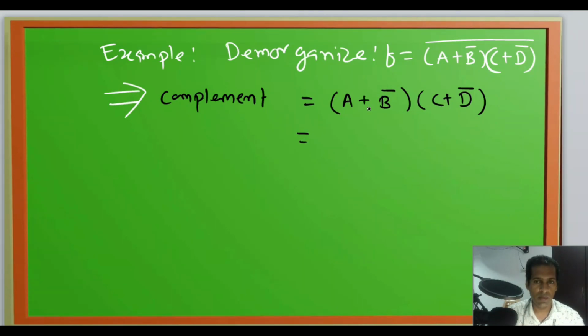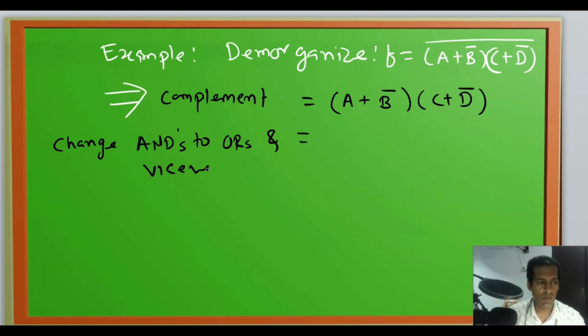Wherever there is OR, we will change it to AND, and vice versa. So here we have OR, so we will make it AND. Here we have AND, so let us make it OR. Here we have OR, so let us make it AND. And again we will take the complement of these variables. We have taken the complement, again we will take the complement.